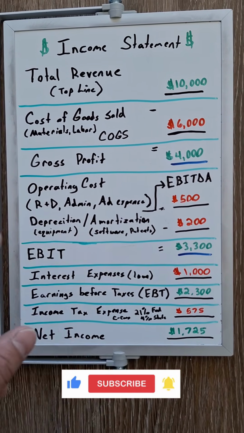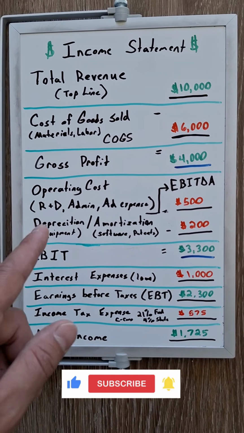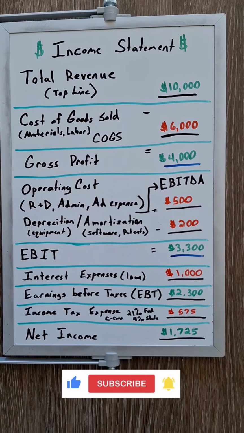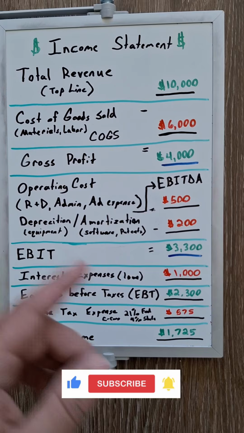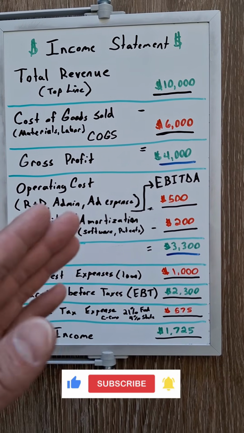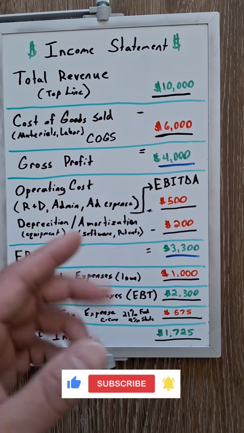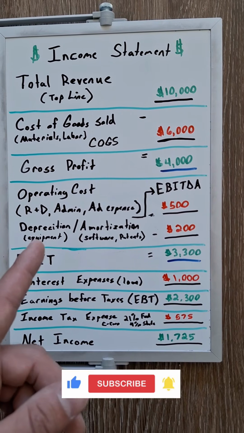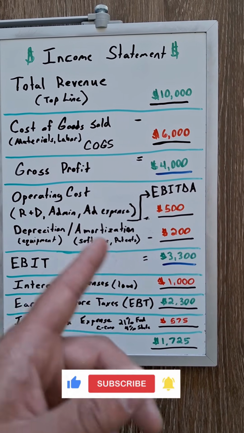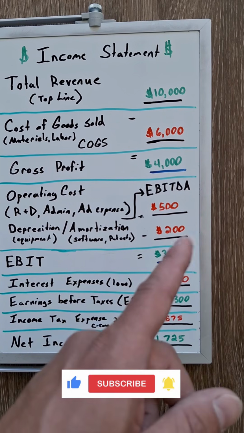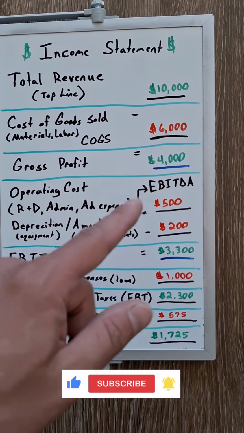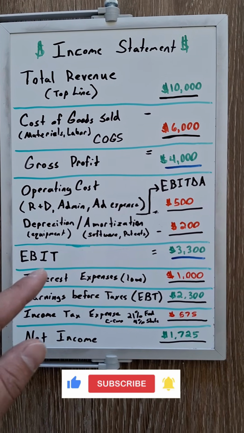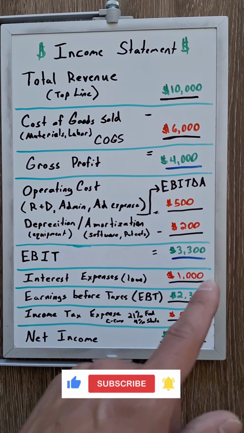Then we have to look at depreciation and amortization. So depreciation is how much value your equipment loses over time, or whatever you're depreciating. And then amortization could be your patents or your software. How much does that cost you every year? So let's say your equipment depreciates at $150 a year and your patent or whatever costs you $50 a year. So that's $200. So then you subtract that from your gross profit to get your EBIT, which is earnings before interest and taxes, which is $3,300.